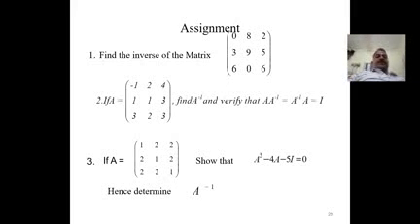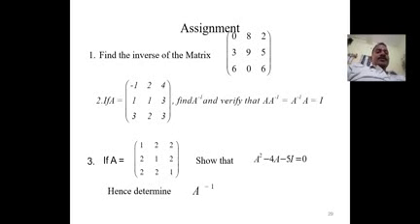Now the third one: if A is equal to [1 2 2; 2 1 2; 2 2 1], then show that A square minus 4A minus 5I equals 0. Hence determine A inverse. We have discussed one such problem with a 2 by 2 matrix, but this is a 3 by 3 matrix. So here, first we'll find A square. That A square you can get as [9 8 8; 8 9 8; 8 8 9].